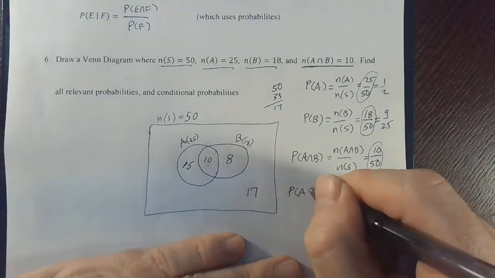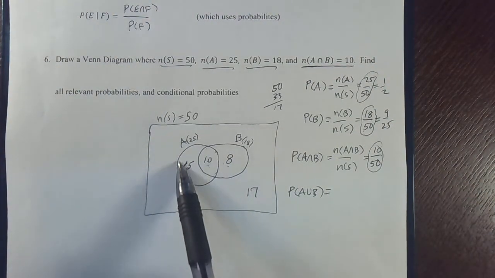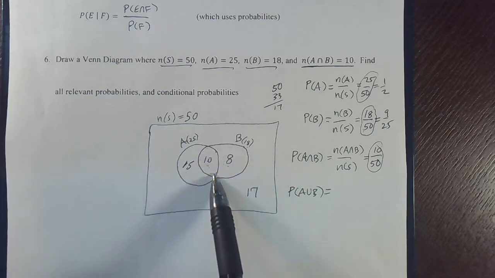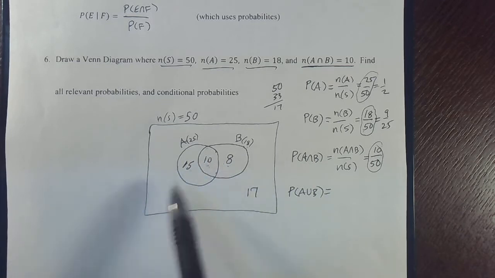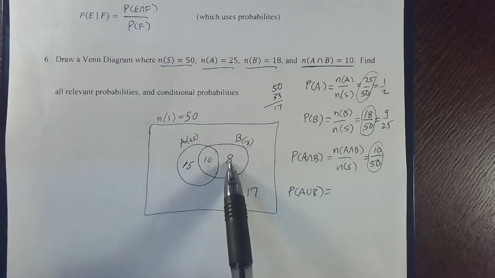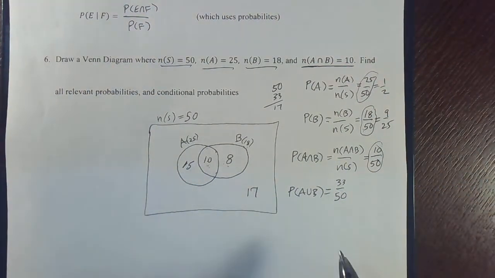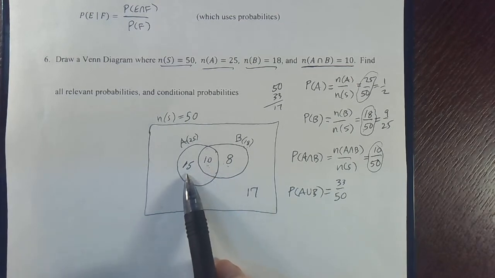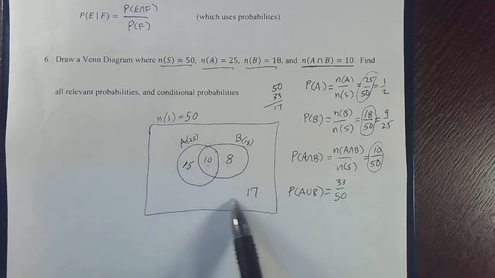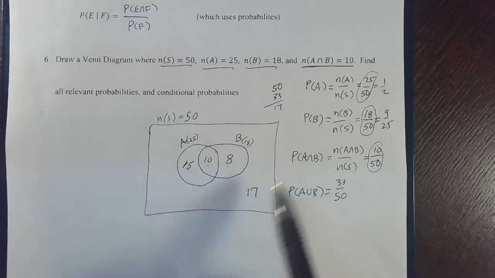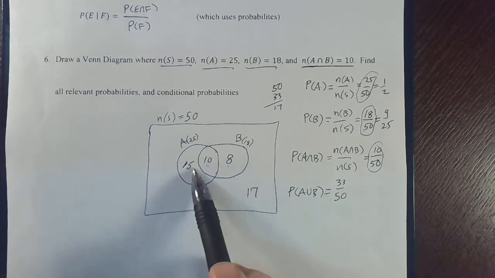The probability of A union B. Well, remember what A union B is. It's this whole figure 8. How many elements are inside this figure 8? 15, 10, and 8, which would be 15, 25, 33 over 50. Another way we could have done it rather than adding these three numbers up is that I know this box, the Venn diagram, contains 50. If I would have taken 50 minus the 17, it would have given me the sum of those three, which is 33.